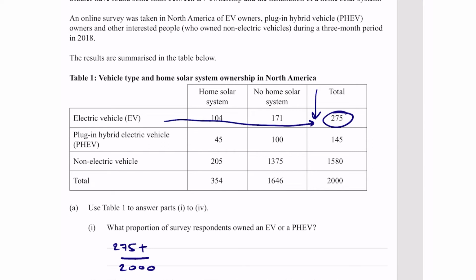So what about a PHEV? In this case, let me get rid of my arrows. What's the PHEV row? It's the second row. We're going to go down the row and look for the total amount, because we're looking at the total amount of people that own a PHEV. We go down the column here and look where they intersect, and that's at this entry here. So that's going to be plus 145. Now if we do the probability, 275 plus 145 divided by 2000 gives us 0.21.